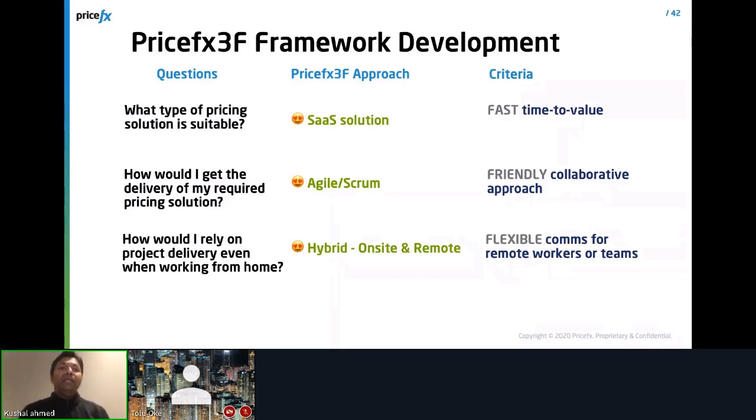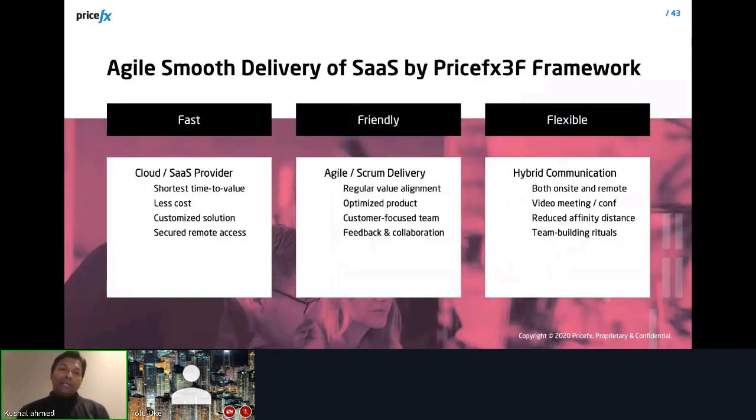So in summary, with our PriceFX 3F framework, 3F being fast, friendly, and flexible, we make sure we have agile, smooth delivery of a SaaS solution. For the fast part, what we really mean is you can have your SaaS solution. We are the SaaS provider, which can give you the shortest time to value for the organization.